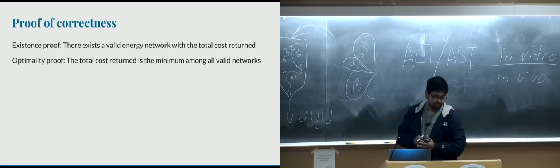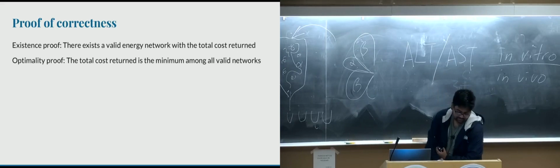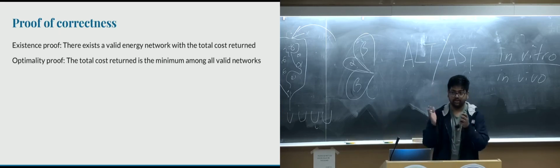So let's see the proof. Here also we have to show two things, existence and optimality. In existence, we will show that there exists a valid network with the total cost returned, okay? And in optimality, we will show that the cost that we got is indeed the lowest one, the minimum possible cost.